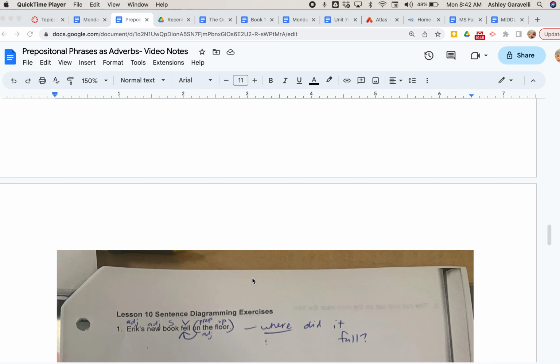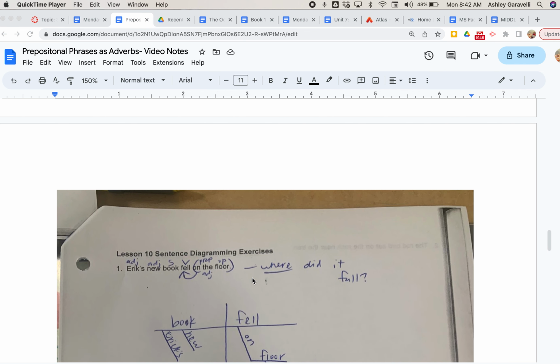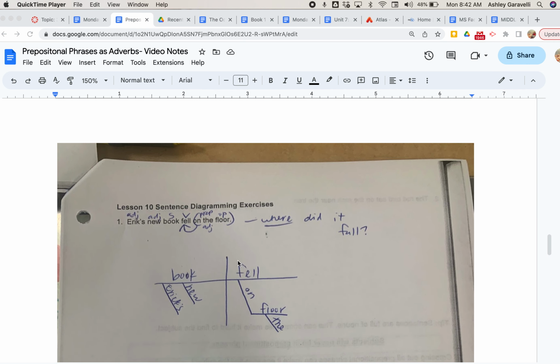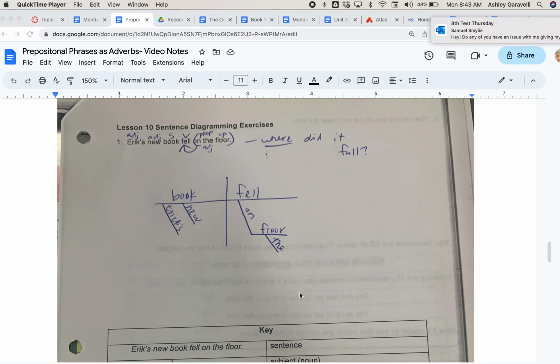So try to control yourself from skipping ahead, and press pause for a second and see if you can diagram it. Okay, so I'm going to show you what I did. So here we go. Book fell, and I spelled Eric's name differently here, sorry. Eric's and new are both describing book. Fell is our verb. On the floor is telling us where it fell, so that's why I said on preposition, floor object, and then the is modifying floor, and it's all underneath fell because it's acting as an adverb. Does that make sense?